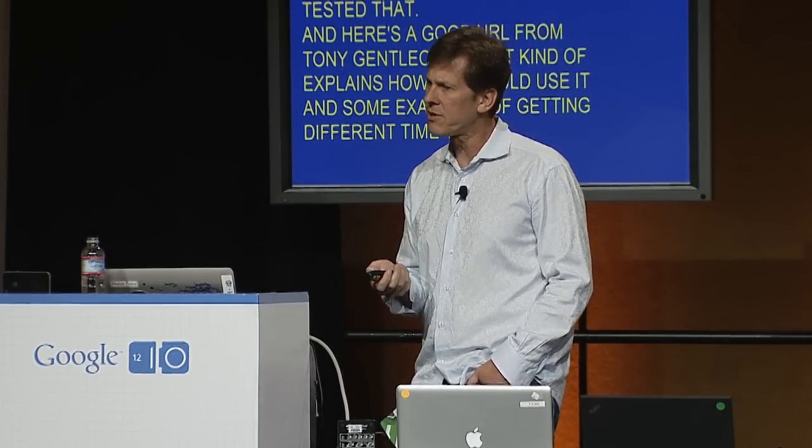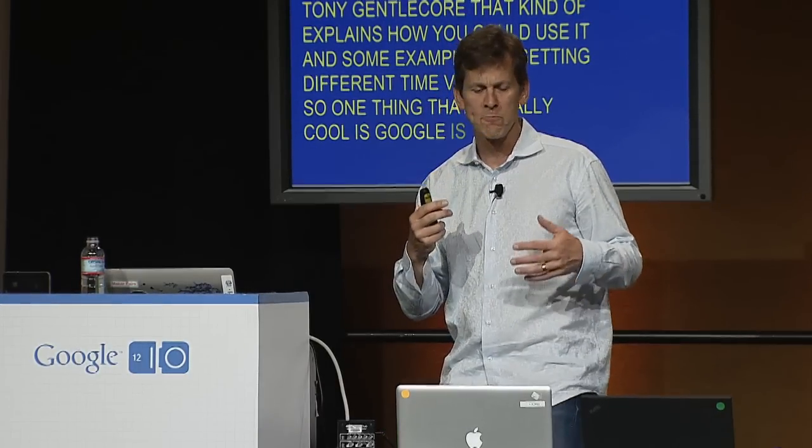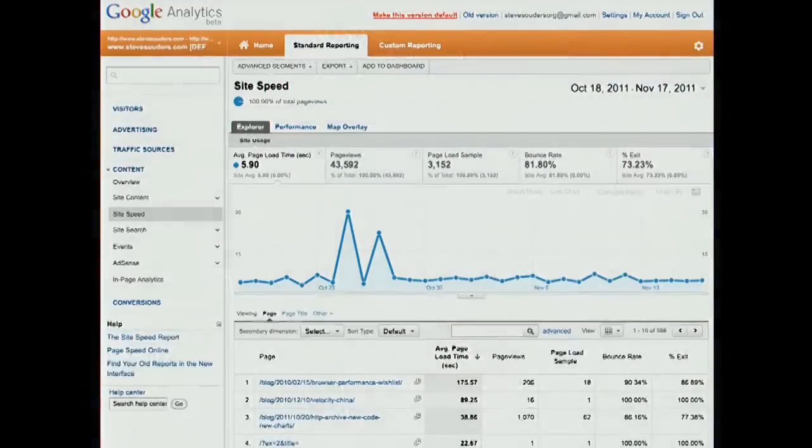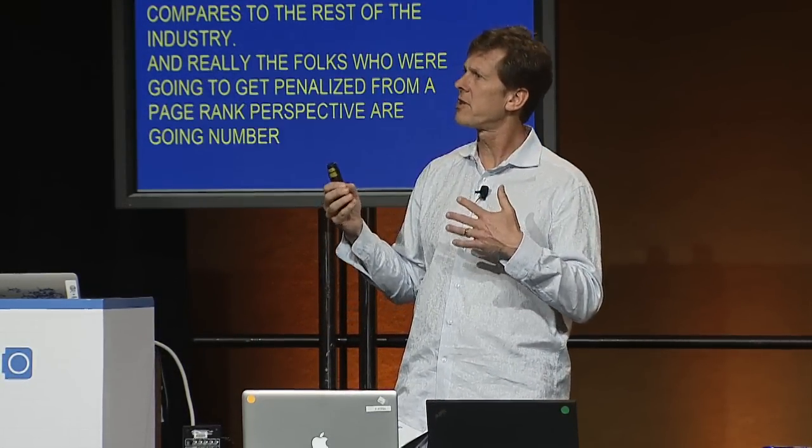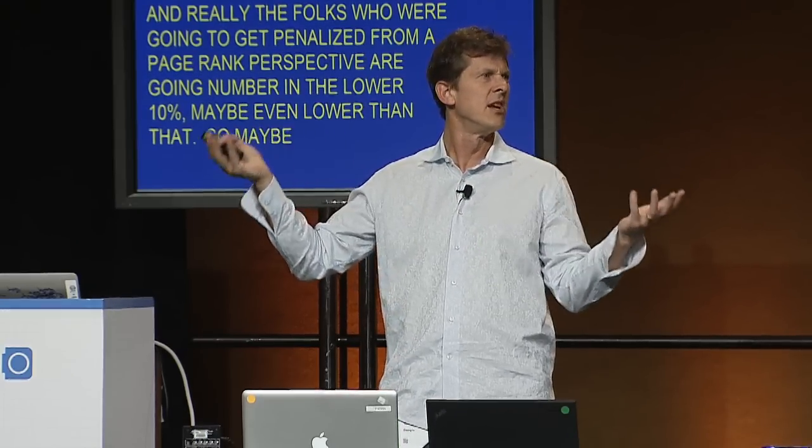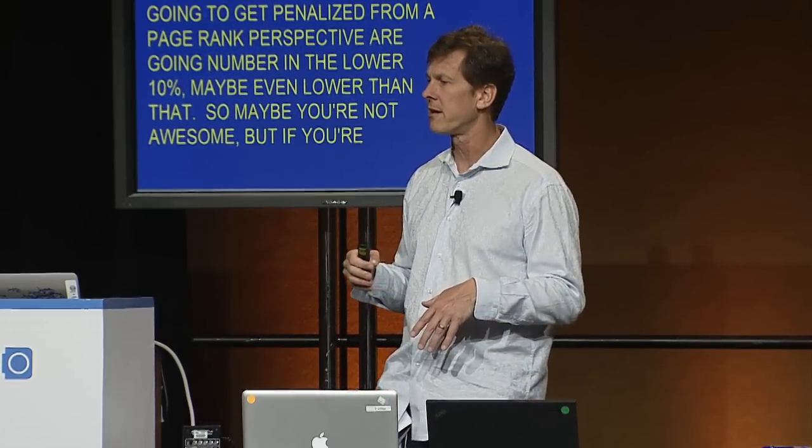So one thing that's really cool is Google is taking time into consideration for PageRank. When they announced that, I'm really proud of the work from the Make the Web Faster team at Google, where it wasn't like, okay, we're going to hold you responsible for it, good luck. We also rolled out several tools. In Webmaster Tools, you can go in there and see how your site's speed compares to the rest of the industry. And really, the folks who are going to get penalized from a PageRank perspective are going to be in the lower 10%, maybe even lower than that. So if you're maybe not awesome, but you're in the top 50%, you probably don't have too much to worry about there. So that's a little help.